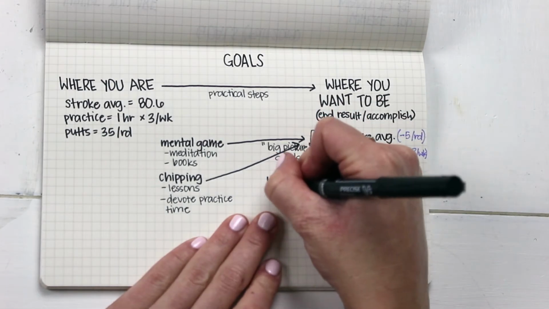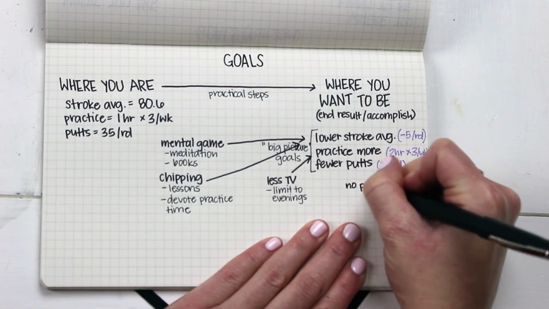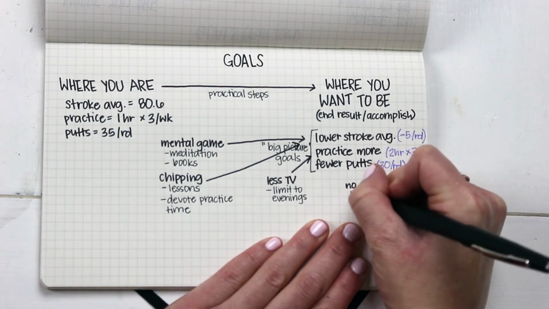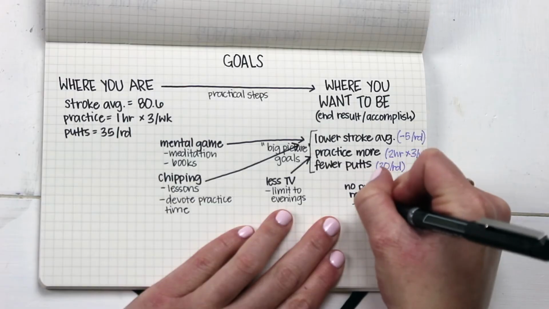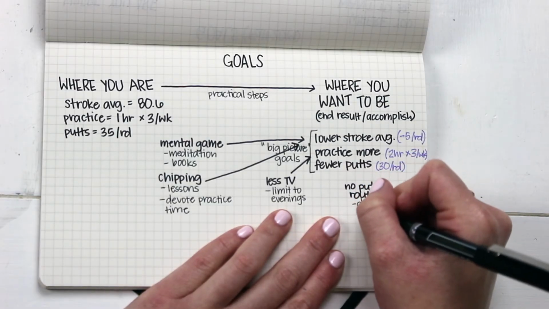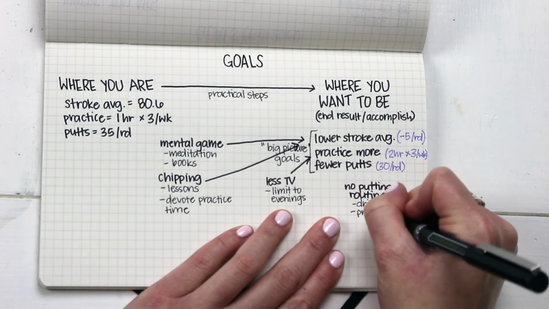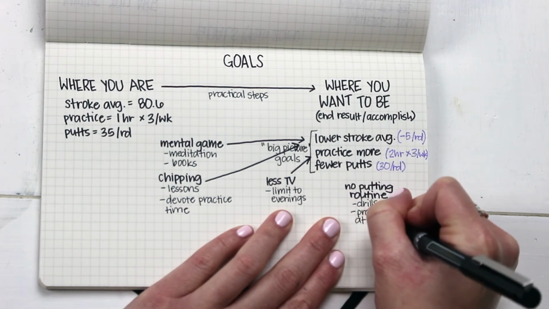You want to practice more, and maybe you realize the reason you are not practicing that much is because you're spending a lot of time watching TV. So maybe you want to limit how often you watch TV during the daytime when you can be at the golf course. Maybe you have no putting routine. You realize that all of your friends that are really good putters, they have some routine that they go over every single time that they step up to putt, and you have nothing like that. So some practical steps you can take toward that is you need to incorporate some drills. You could even practice these things at home, work on your setup. Regardless, this is something you can do practically. You can cross this off the list.